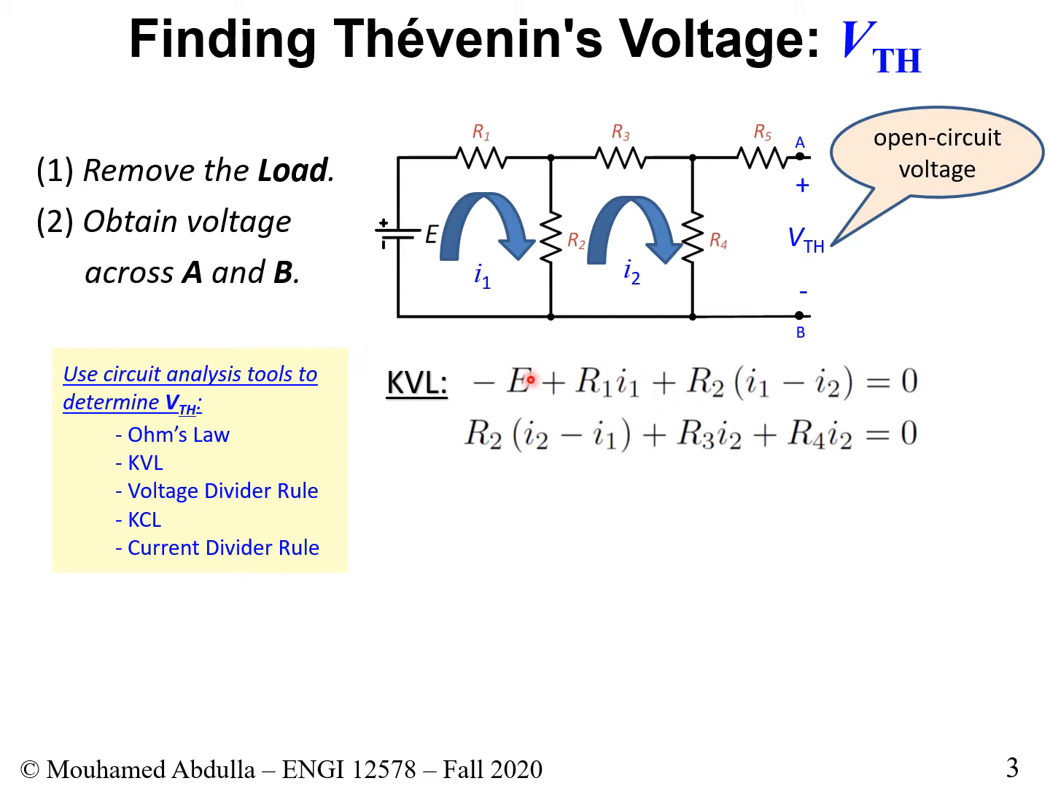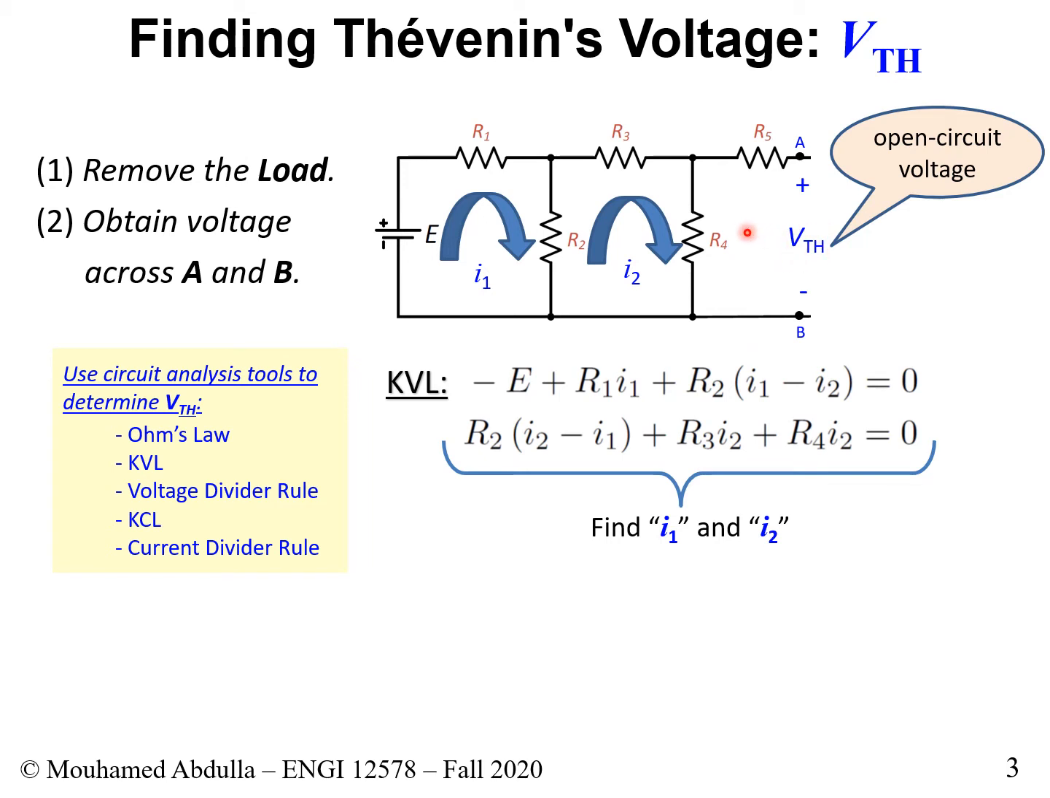And this is what we get. Essentially we have two equations with two unknowns, I1 and I2. We could do some analysis here. We're not going to do it here. I just wanted to show you the steps that need to be done. But if we work through the details, we could find I1 and I2. And once we find both of these variables, we could then determine the voltage VTH.